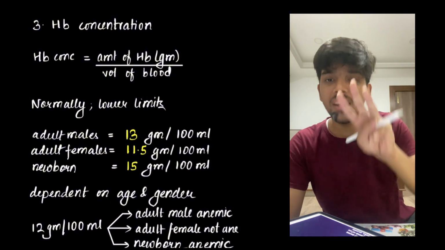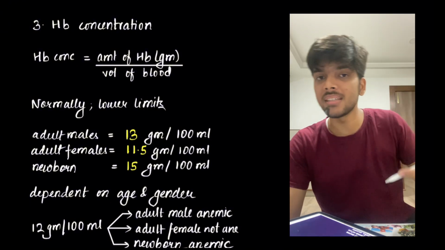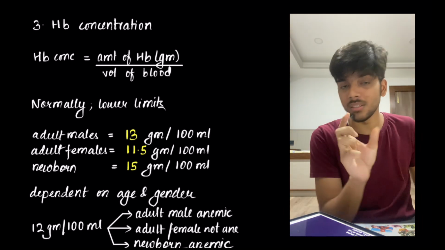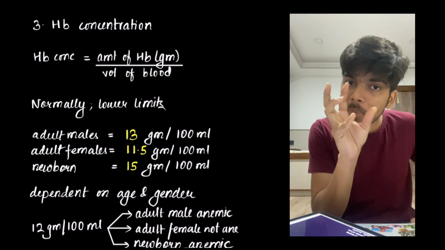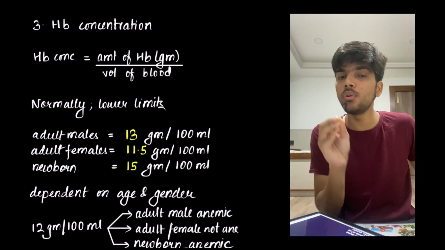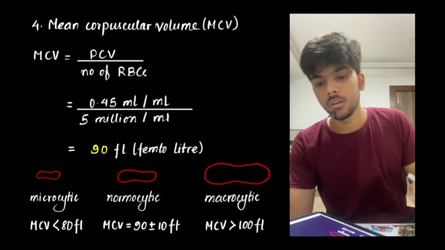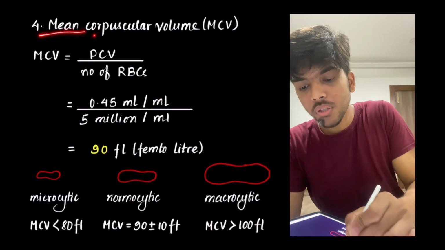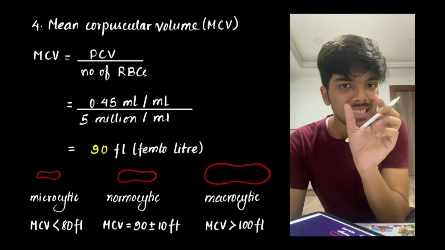Using these three different indices, we are going to find out the rest of the indices that are for single RBCs. These three indices were for your certain sample of blood, but now we are going to look at a single RBC from that sample of blood. First, mean corpuscular volume. Simple.